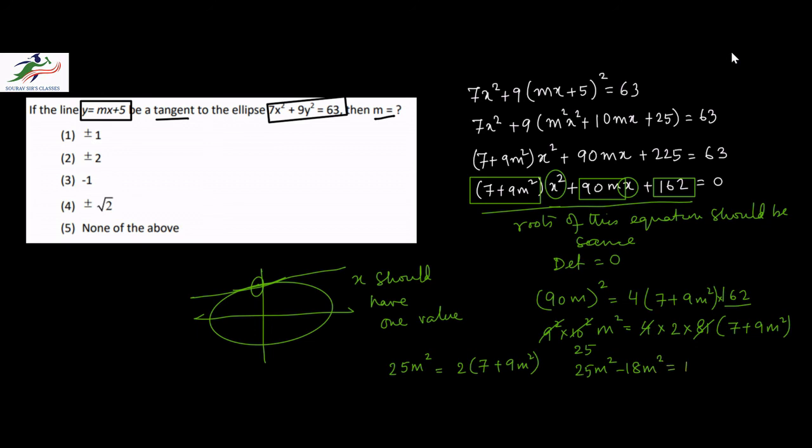or 25 m square minus 18 m square is equal to 14, or 7 m square is equal to 14, or m square is equal to 2. Therefore, m is equal to plus minus root 2. So this is the value of m, and we see that option 4 gives us plus minus root 2, which is the correct choice.